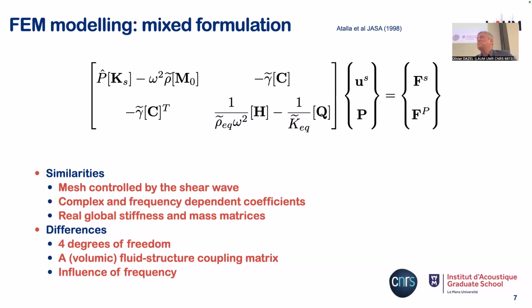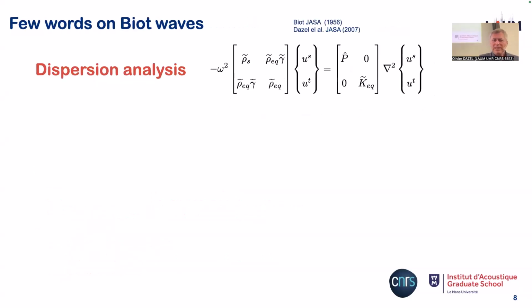So when I've done that, this is my full order model, my 2 formulations that I have introduced. Based on that, I need to spend 3 or 4 minutes to discuss the physics of these materials. So I said that there is 2 compressional waves and 1 shear wave in the porous material. To obtain that, this is quite classical in physics, we make a dispersion analysis, we look at the fundamental solution, which are plane waves.